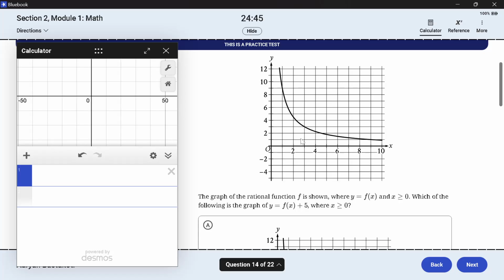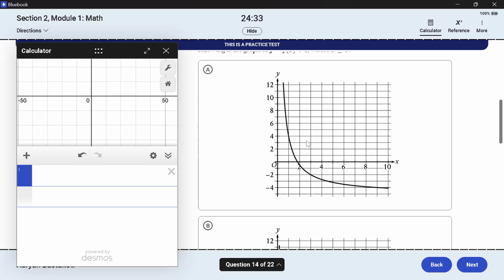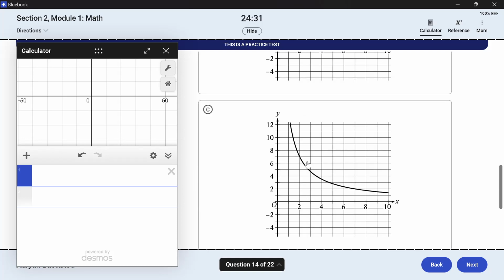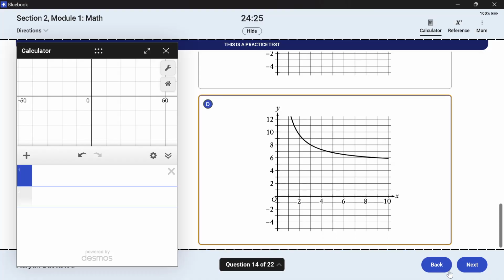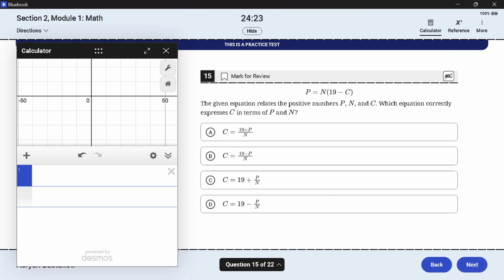But for our new graph, the y value should be 3 plus 5, that is 8. So for an x value of 3, the y value should be 8 in our new graph. So in our new graph, the x value of 3 should have a y value of 8. This is the right answer.